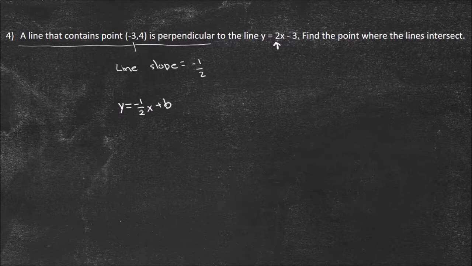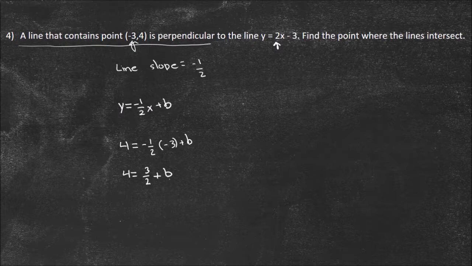And now, same thing as we always do, we plug in the point they give us because we know that has to be on the line. And we get, okay, well, 4 equals negative 1/2 times negative 3 plus b. Well, negative times negative becomes positive, so I'll get 3/2 plus b.